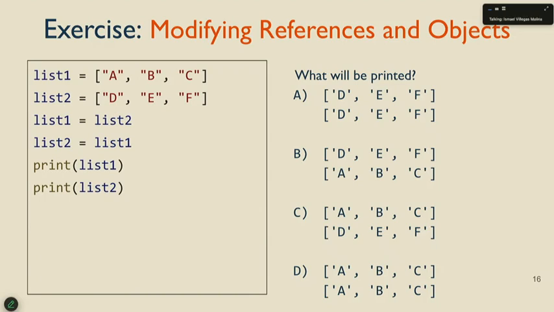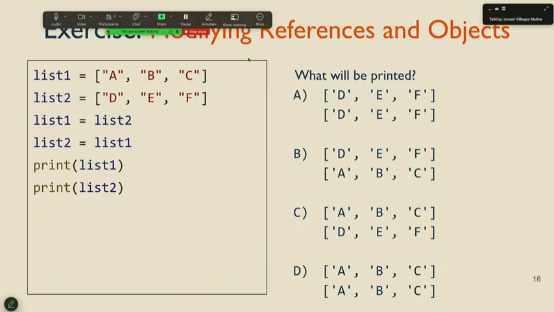What will be the answer when we print out list 1 and then print out list 2? Any guesses? A? D, E, F, D, E, F? Let's check it out.